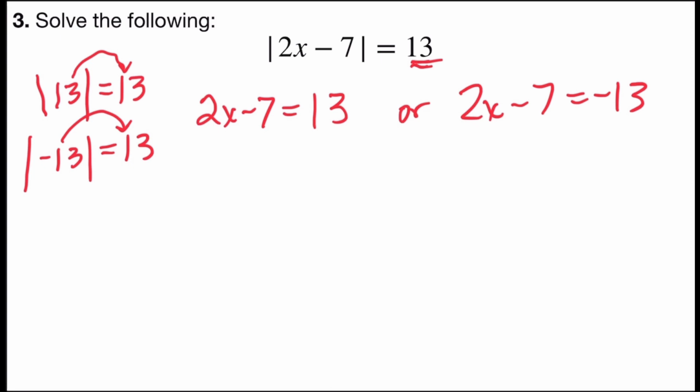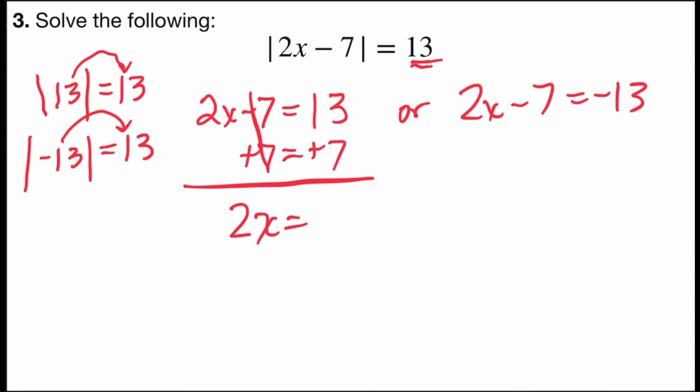2x minus 7 equals 13. The left side and right side are simplified. And this is actually just a two-step. I'm going to add 7 to both sides. Negative 7 plus 7 is 0. 0 plus 2x is 2x. And 13 plus 7 is 20.